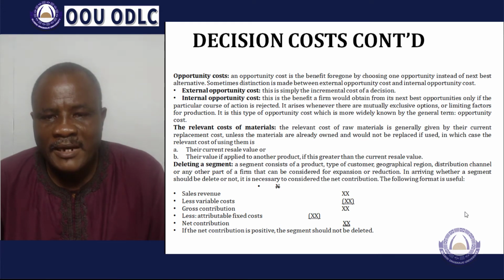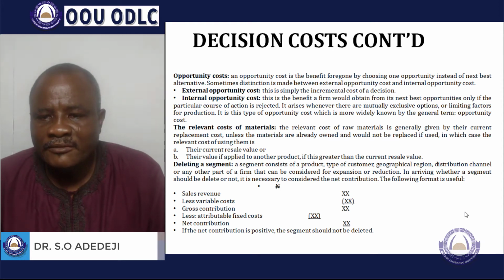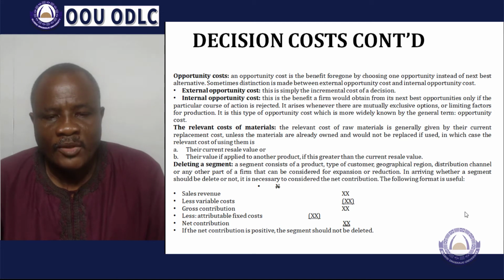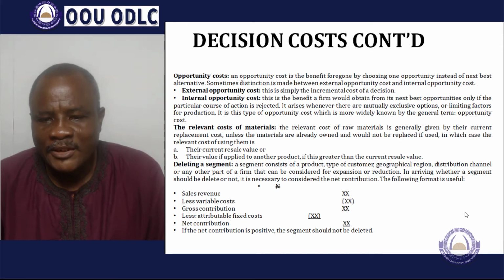It therefore arises whenever there are mutually exclusive options or alternatives or limiting factors for production, and it is the type of opportunity which is more widely known by the general term opportunity costs. The next type of decision cost is the relevant cost of materials. The relevant cost of materials is generally given by their current replacement cost, unless the materials are already owned and will not be replaced if used, in which case the relevant cost of using them is their current resale value or their value if applied to another product if this is greater than the current resale value.